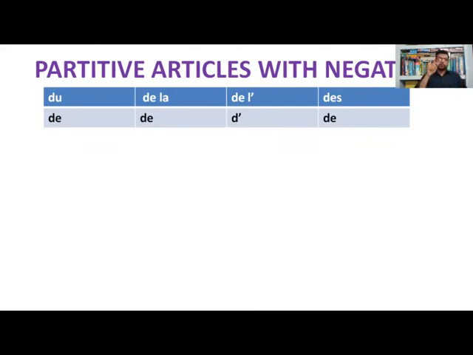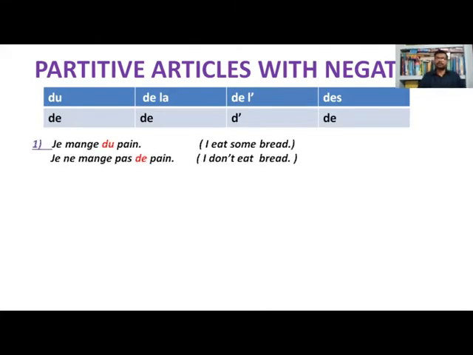Du is replaced by de, de la is replaced by just de, and de l' is replaced by d' apostrophe, and des is also replaced by de. So we will see here how this can be replaced. For example, we have the same example, je mange du pain, I eat some bread.